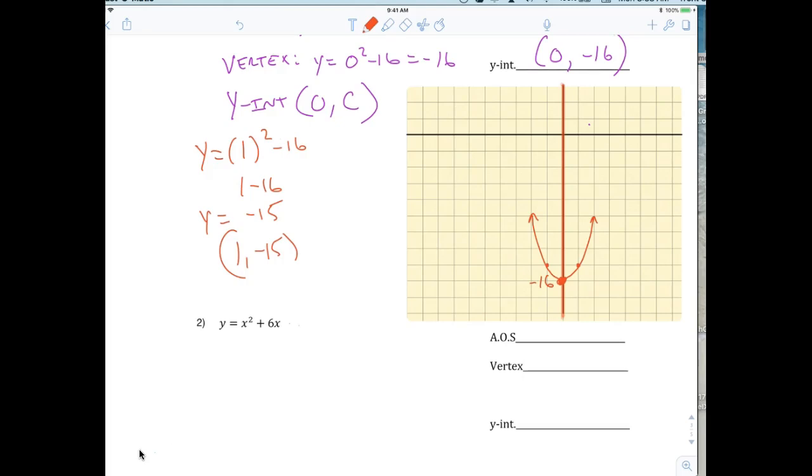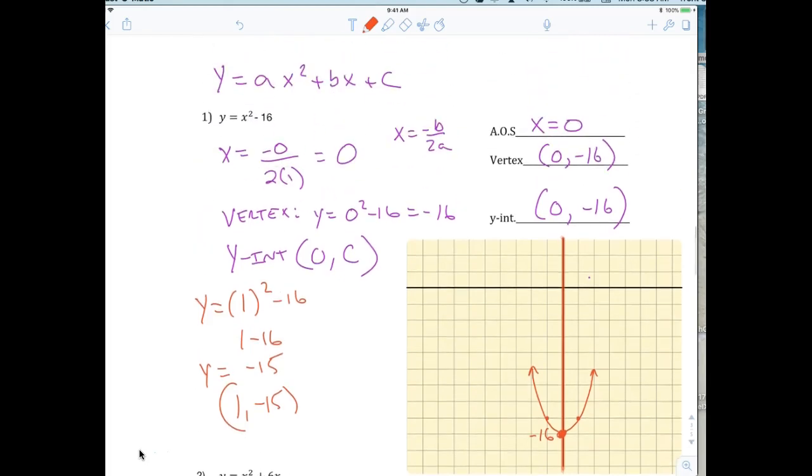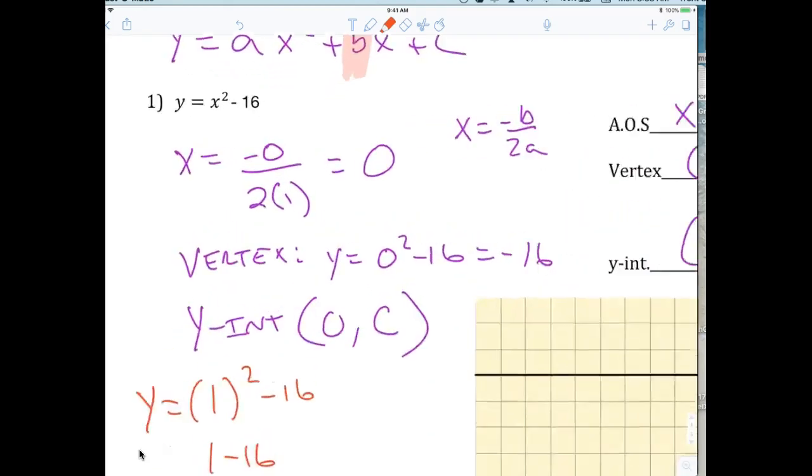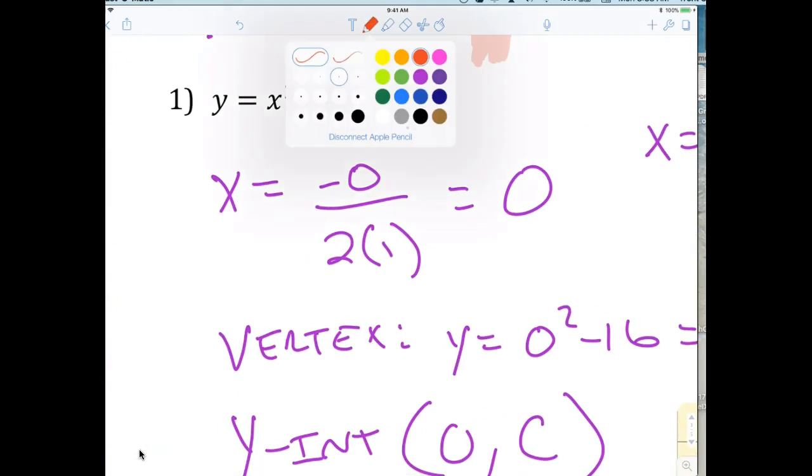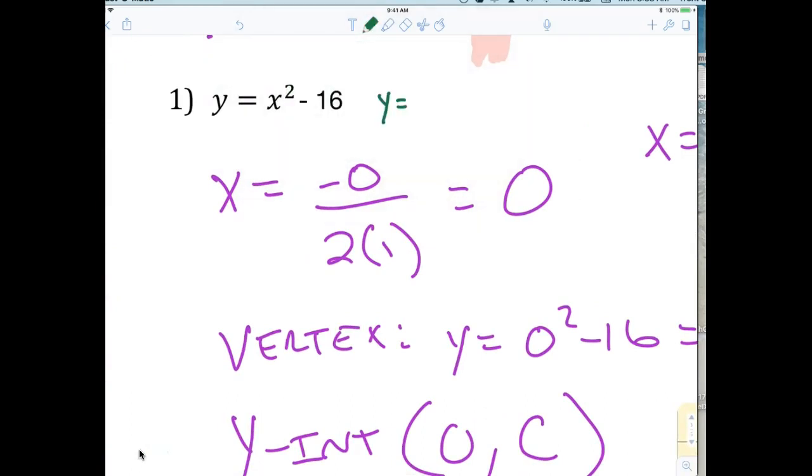Yes, sir. Okay, so why is B 0? Do you see what I highlighted? B is the number in front of the x. There's no x, therefore B is 0. I don't understand why B is 0? There is no x here. So if I were to expand this out, look, this will help you. If I rewrote this as y equals x squared plus 0x minus 16.